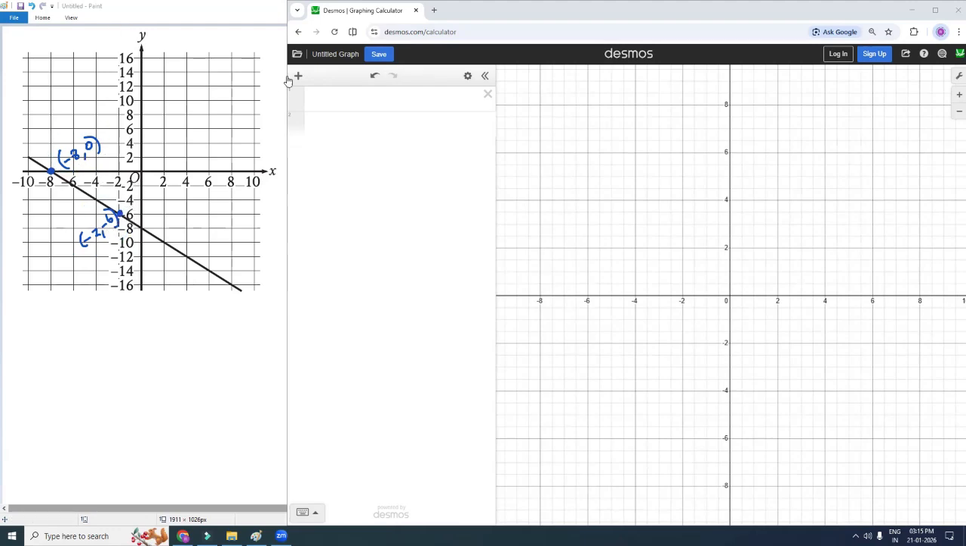Go to Desmos, click on this plus sign, then go to the table. Okay, let me take the first point, -8, 0. The second point, -2, -6.